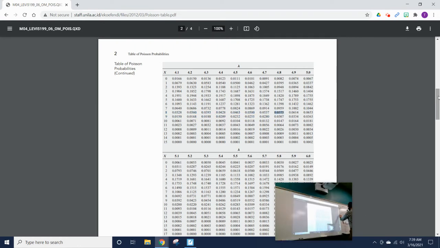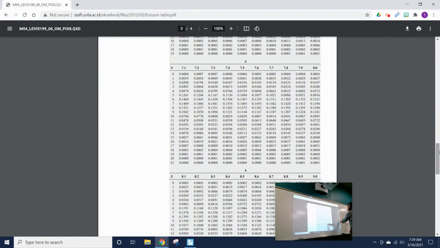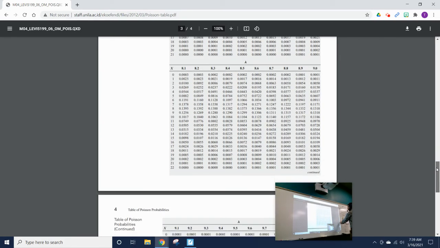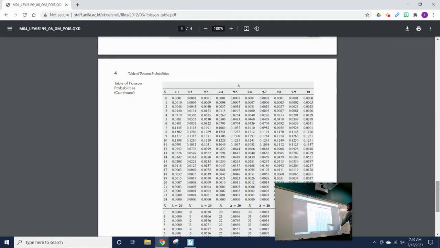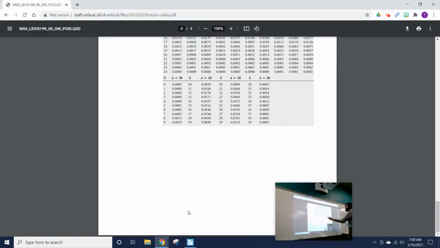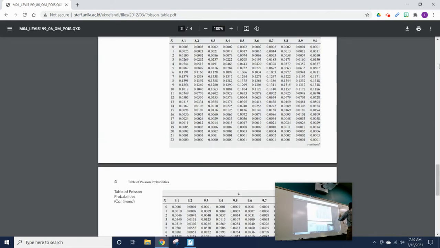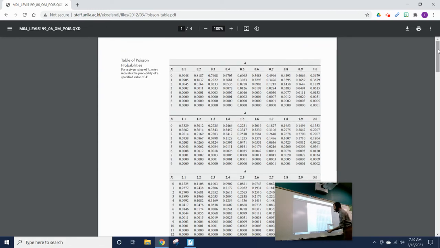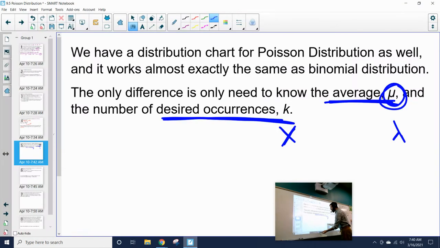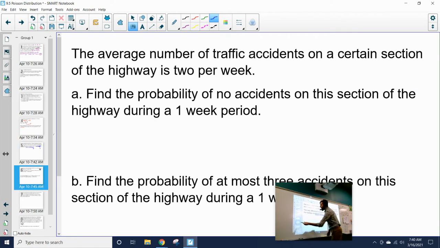It's still going to work like a binomial distribution. The averages go all the way up to 10, I believe. Yeah, the averages go all the way up to 10, and then it randomly has 20 down here as well, if we ever need 20. But your averages should be less than 10 most of the time. That is our Poisson distribution chart. We'll look at that in more depth in a moment.